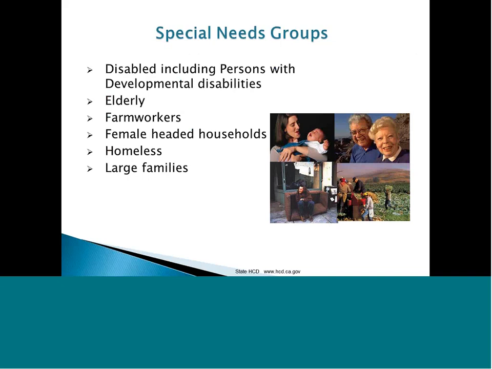The identification and analysis of special needs groups includes the following: persons with disabilities, including persons with developmental disabilities, elderly, farm workers, female-headed households, homeless, and large families. The analysis should quantify the number of persons or households by tenure where possible, describe need qualitatively and quantitatively, analyze household characteristics, needed housing types, needed zoning, and existing resources, and formulate a strategy to address needs. This is the foundation for policies and implementation.